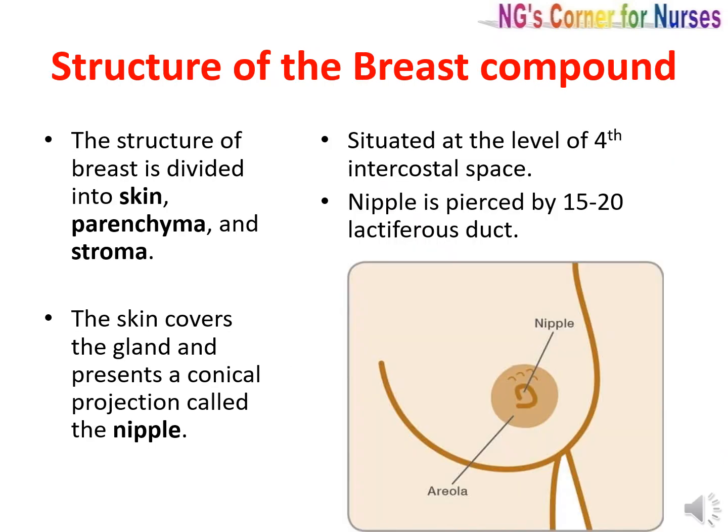Next, coming to the structure of the breast. The structure of breast is divided into skin, parenchyma and stroma. The skin covers the gland and presents a conical projection which is known as nipple, which is situated at the level of 4th intercostal space, and nipple is pierced by 15 to 20 lactiferous ducts.